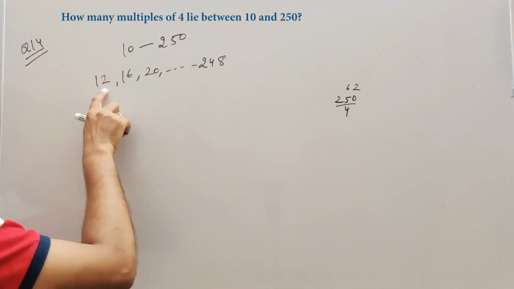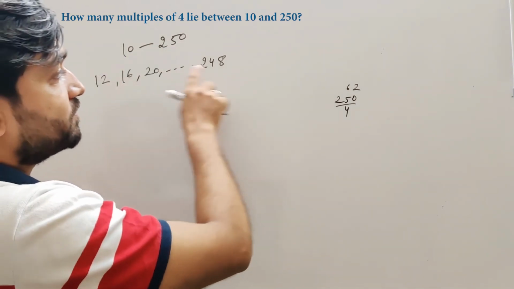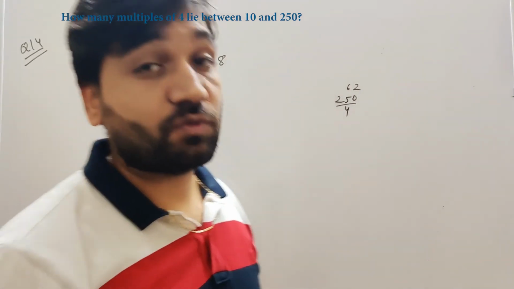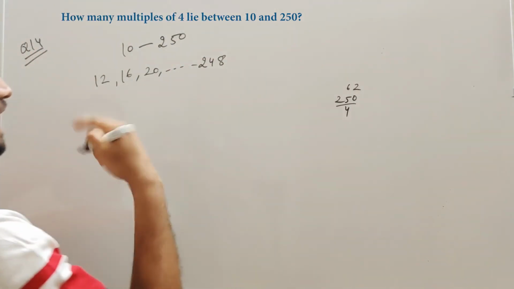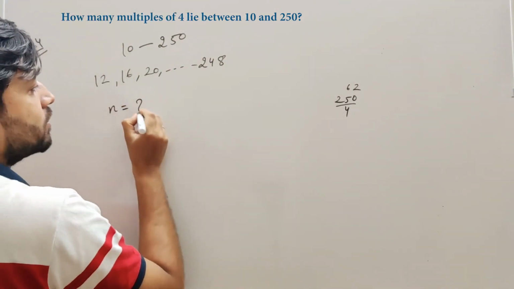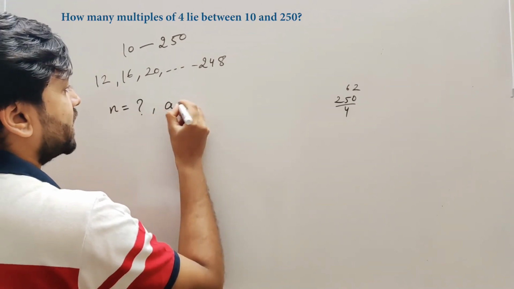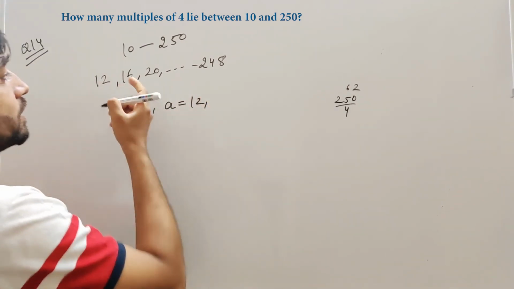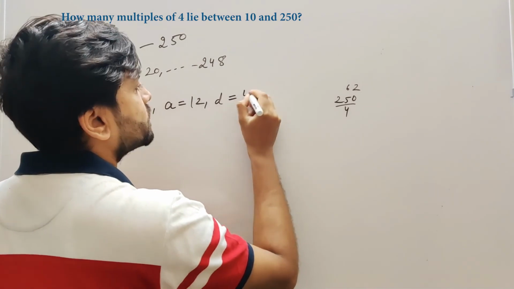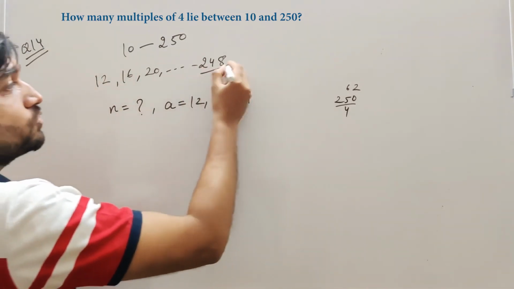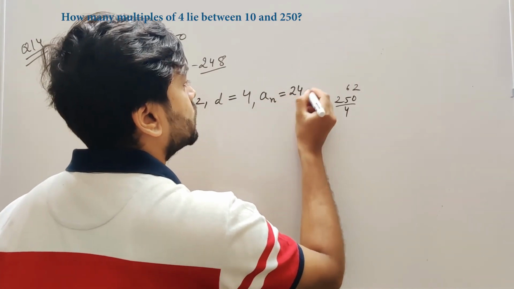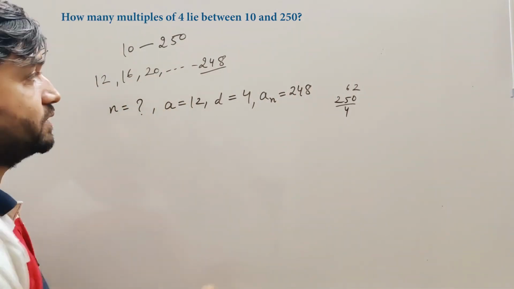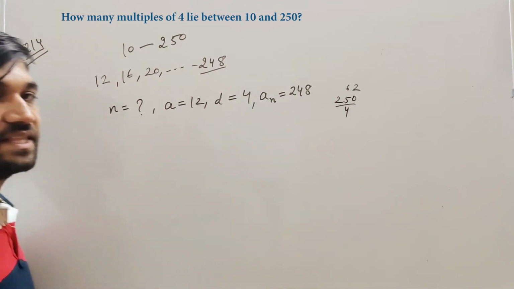So between 10 to 250, after 10, this is the first number, and before 250, this is the last number which is divisible by 4. So they're asking how many multiples of 4. That means they're asking n value. N is not known. What is known? A is known, which is 12. Common difference is known, which is 4. And 248 is your nth term. An is known, which is 248. This is the last term, which we call the nth term.